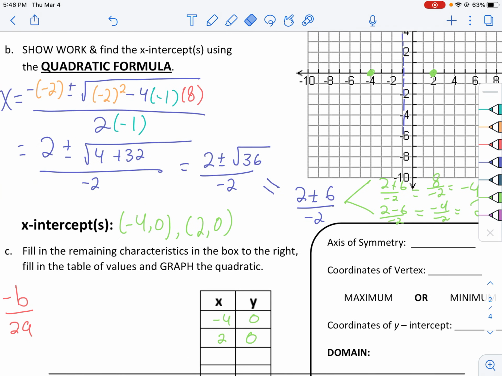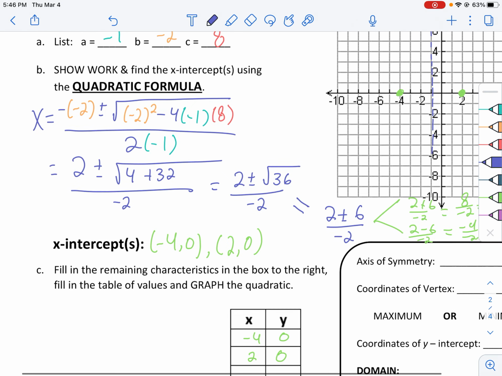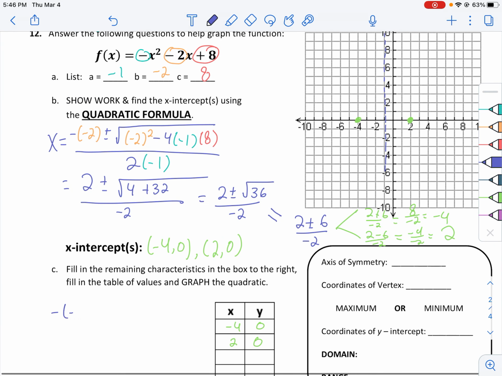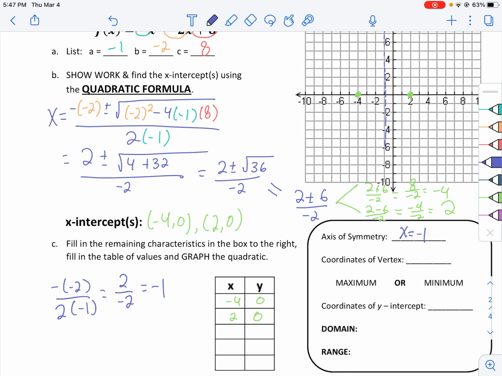If you want to also see it mathematically, right, axis of symmetry is negative b, which would be negative 2, over 2 times a, which is negative 1. So that gives you positive 2 over negative 2, which gives you negative 1. And we write the axis of symmetry as x equals negative 1.